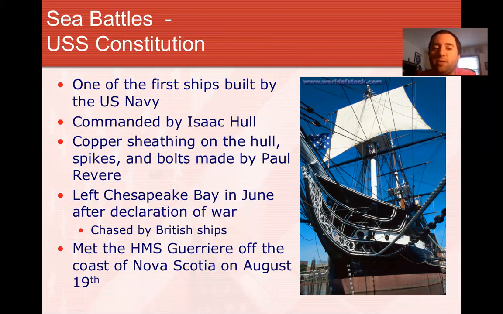It's one of the first ships built by the Navy. So if it's one of the first ships built by the Navy, one of two things can happen. Number one, it can prove more superior than the others. Number two, you can see what works and what doesn't work. And there's no trial and error here in the sense of practicing to see if it works, because war has been declared. Okay, it leaves Chesapeake Bay shortly after the declaration of war and is quickly chased by British ships.